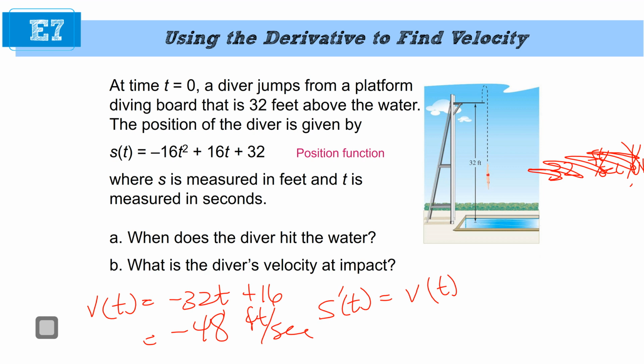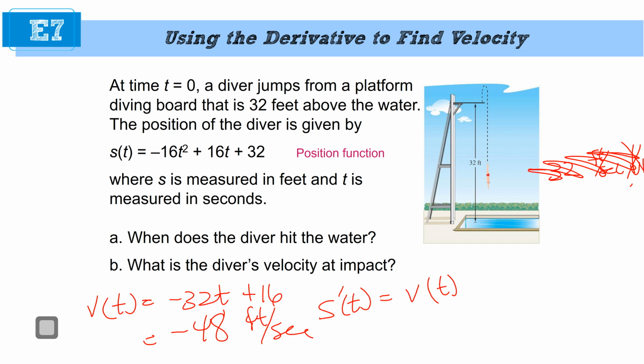What if I take the derivative of the velocity? In this particular case, I get negative 32. Does anybody know the significance of that number, negative 32? Distance traveled? Starting point? Nope. No, it just happens to be a fluke in this problem. It doesn't always work out that way.